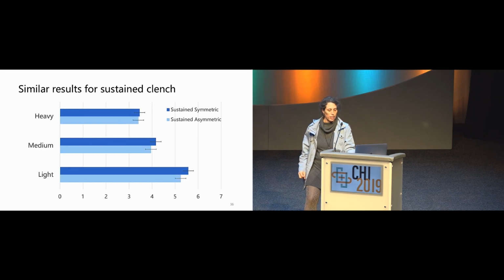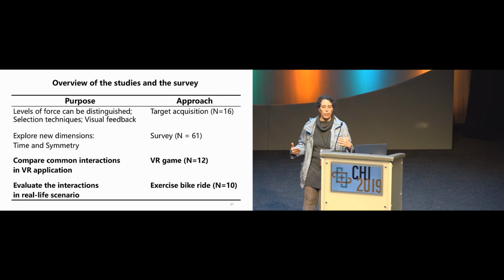And when we look at sustained clench, we had similar results, except that symmetric and asymmetric were a little bit closer together. So based on this, we selected the 6 most preferred interaction techniques, and then we started to develop applications that were a little bit less abstract in order to explore how people might make use of clenching.